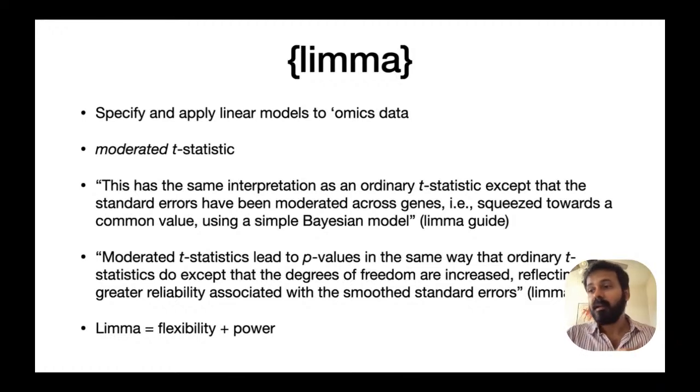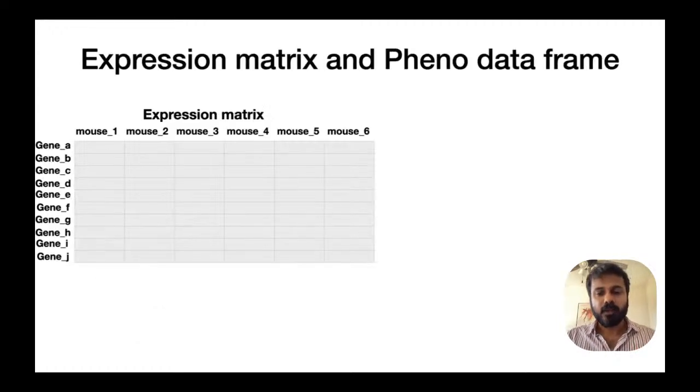So flexibility meaning, it doesn't matter how complicated our experimental design is, we can somehow come up with a model that can accommodate any amount of complexity. So it's flexibility and it introduces power, which is always a good thing. So that's a quick-fire introduction to linear models in the context of differential expression/abundance analysis, and a one-page introduction to limma.